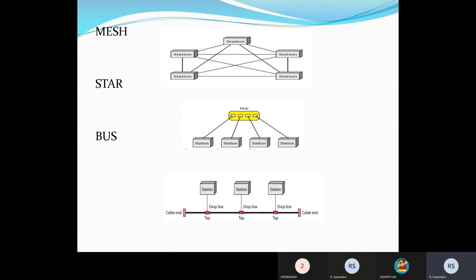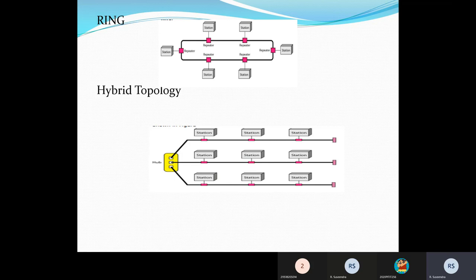It is connected in a linear way, so there are no intermediate levels, no intermediate connection or intermediate data passing way. Then ring and hybrid. Ring, as I said, is similar to bus, but it will be in a closed manner. Hybrid is a combination of all four: bus, mesh, star, and ring.